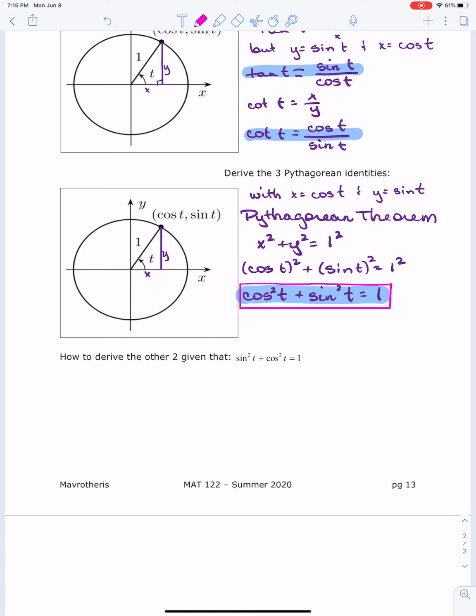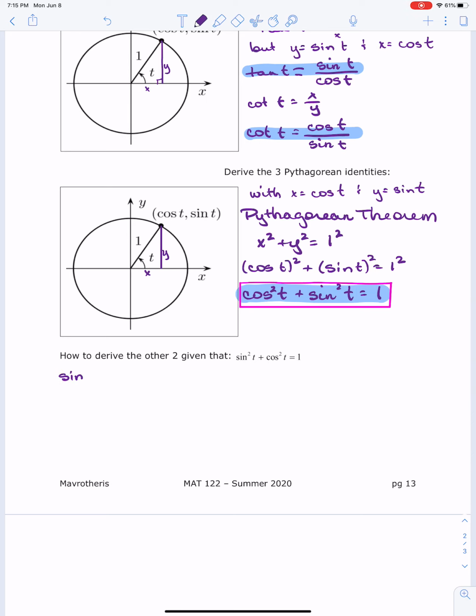Okay. How to derive the other two. We've got two other Pythagorean identities. So let's start with what we've got. And I'm just going to flip these around so it matches. Sine squared t plus cosine squared t equals 1. I'm going to go ahead and divide everything by sine squared t. I mean, I could divide by whatever I want to, right? I do this because sine squared over sine squared is 1. Cosine over sine is cotangent. 1 over sine is cosecant.